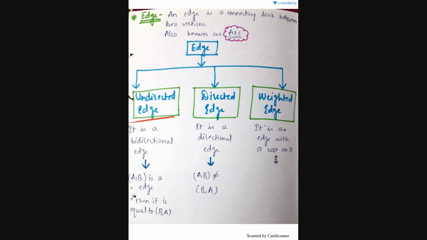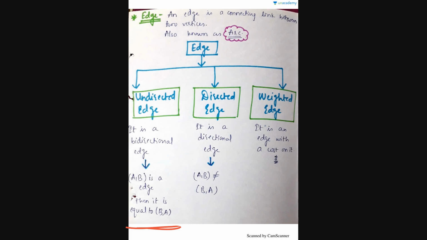Then a directed edge is a directional edge, which has a direction. That is, it shows A to B or B to A. Then a weighted edge has a cost on it. So for an undirected edge, if AB is an edge, then AB is equal to BA, as it is bidirectional. It can go forward and it can go backward. That is an undirected edge.